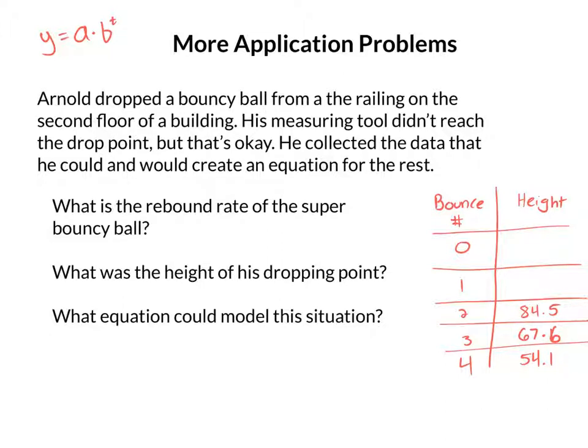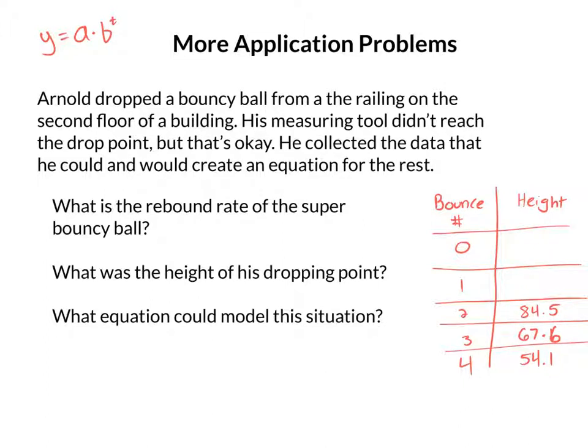I like reading application problems all the way through before I start attacking them in order for me to understand what I'm being asked. So Arnold drops a bouncy ball from the railing on the second floor of a building. His measuring tool didn't reach the drop point, but that's okay. He collected the data that he could and would create an equation for the rest.